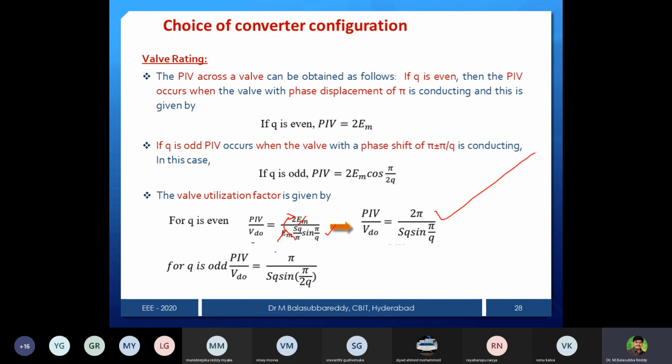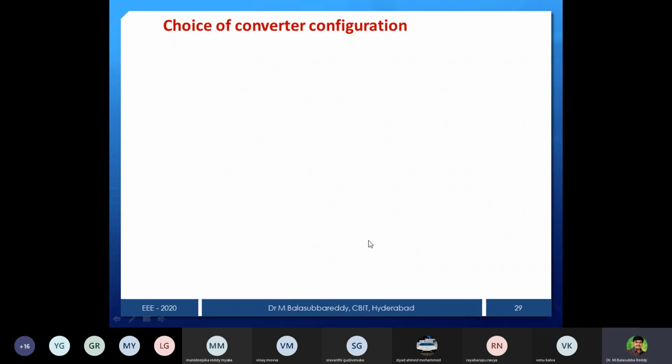And for Q equal to odd, what is the formula I have to use? This formula I have to use, and this can be simplified. You will get the value for Q equal to odd instance. So this is the case of valve rating.